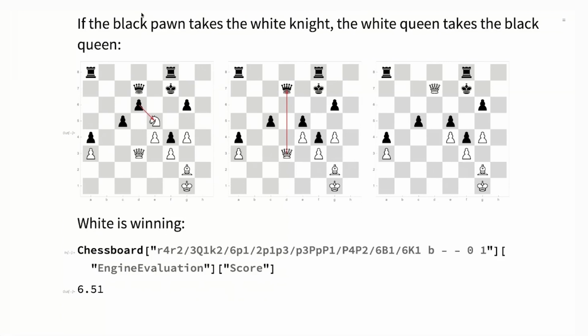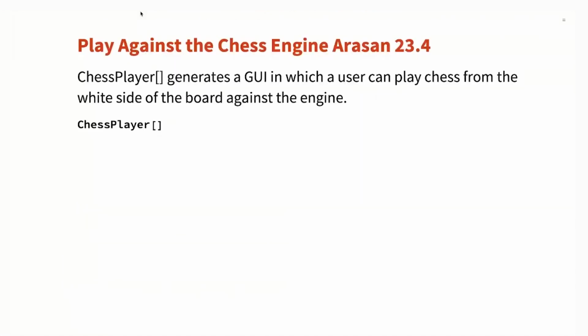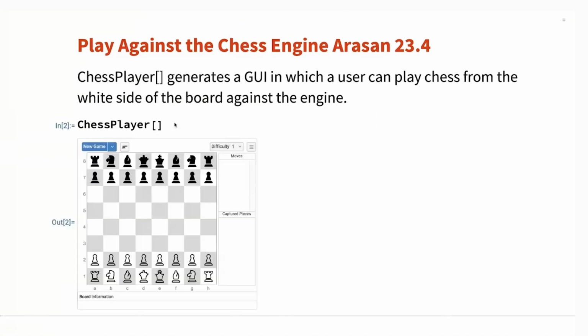So in computer chess, say a rook is worth 5. So now white is better than a rook ahead, and no doubt can easily win this game. You can actually play against Arisan 23.4. So another crown jewel besides the engine is Chess Player. There we have Chess Player, a GUI with complete functionality to play against the built-in chess engine.